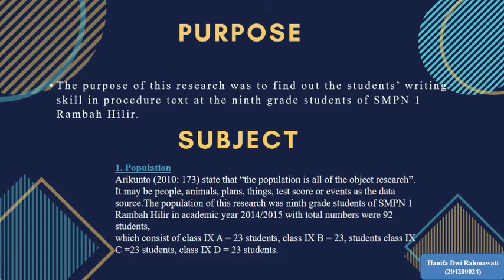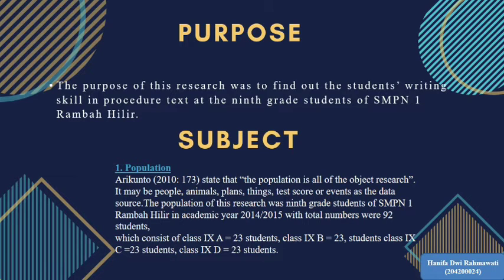The purpose of this research was to find out the students' writing skill in procedure text at the 9th grade students of 1 Rambahilir Junior High School. And the next subject, first population. Arikunto 2010, 173 states that the population is all the object of research. It may be people, animals, plants, things, a score or events as the data source.